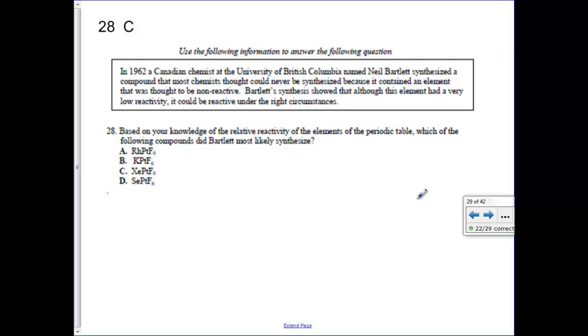All right. This one's an interesting question because it gives you quite the story. Based on relative reactivity of chemicals, it tells you a story about this guy making a chemical that should not have existed based on our rules, and yet somehow it did. And the answer is C. And the reason why the answer is C is that this chemical has xenon in it.